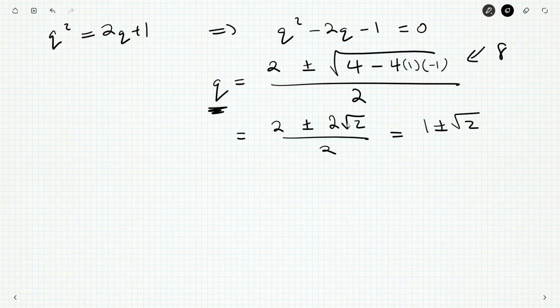But q is assumed to be a positive value. That's why I said our capital Q is at negative q, because it's clearly on the left side of the x-axis. So since 1 minus root 2 is less than 0, we're going to go with q is equal to 1 plus root 2.